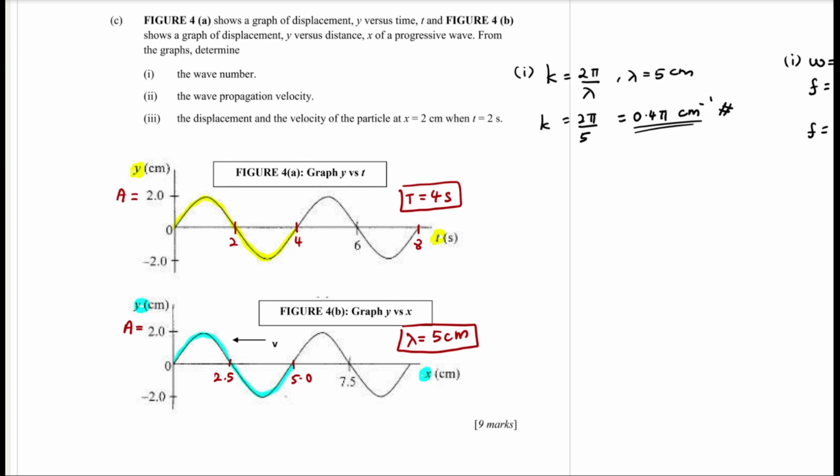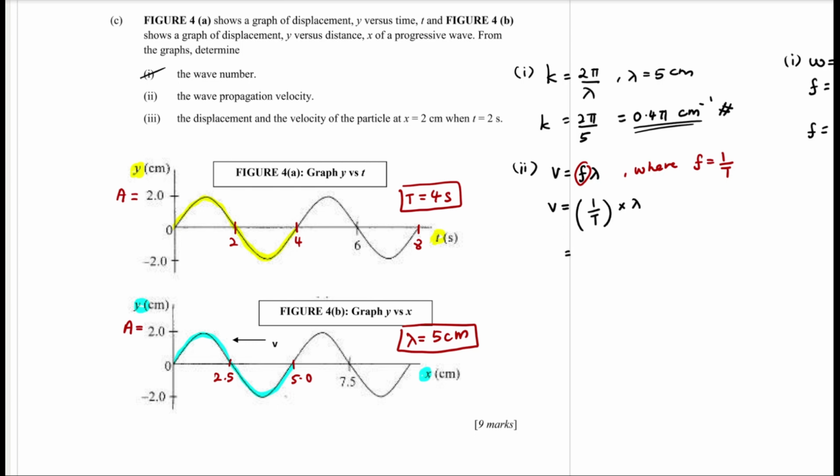Okay, and then the wave propagation, which is the velocity, okay, we want to find V is equal to f lambda. Okay, lambda kita tak ada masalah lah, kita ada. Tapi frekuensi kita boleh cari daripada period, where frequency is equal to 1 over T. So that one is the formula for frequency. Therefore, V is equal to 1 over T times lambda.